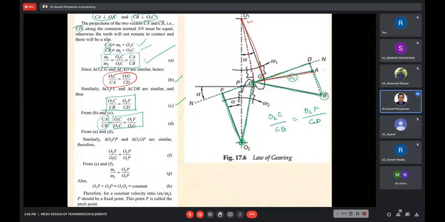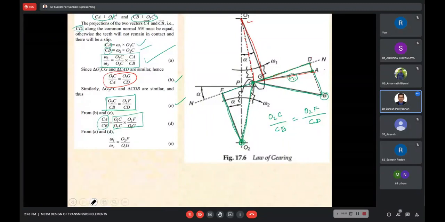See this one. So finally, from equations B and C we have derived omega 1 by omega 2 is equal to O2F by O1G. Because of B and C, we have derived equation D. The D we have to substitute in equation A, which is omega 1 by omega 2 equal to O2C by O1C into CA by CB. When you substitute this, we get omega 1 by omega 2 is equal to O2F by O1G.